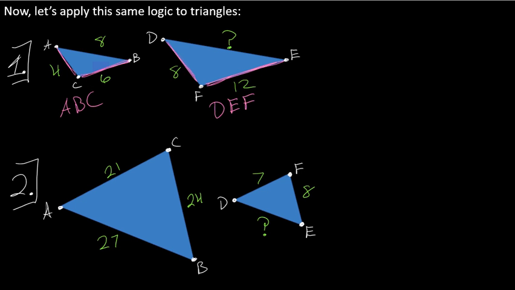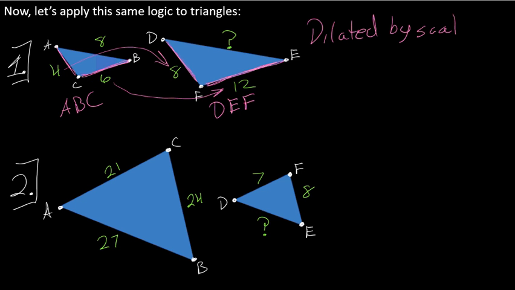What do you notice going from 4 to 8 and 6 to 12? It's much like we dilated by a scalar of 2, exclamation point. Okay, so 4 times 2 gave me the 8, and 6 times 2 gave me the 12.